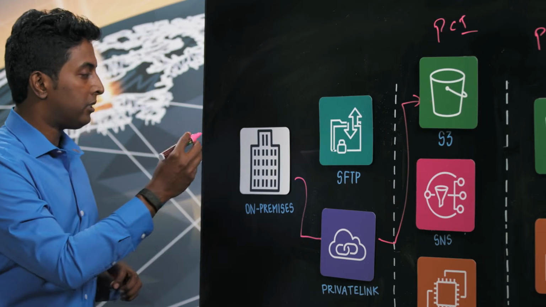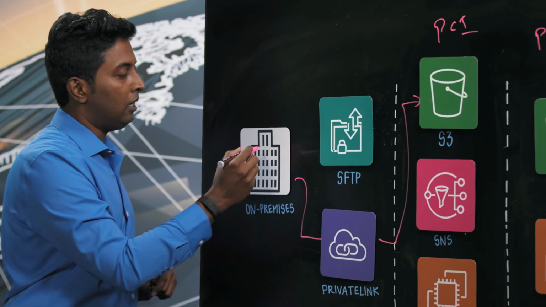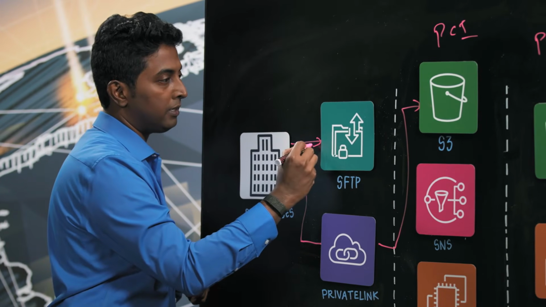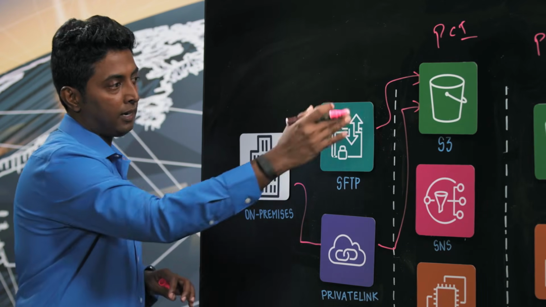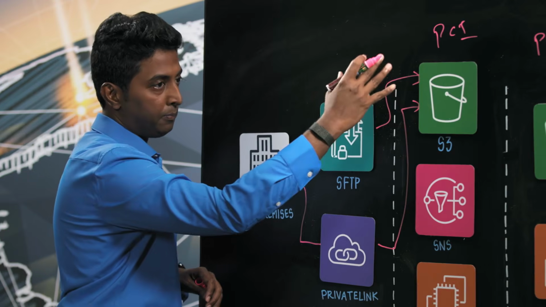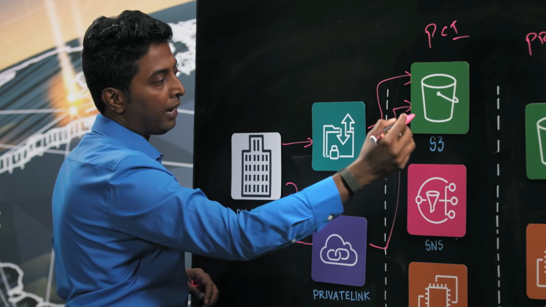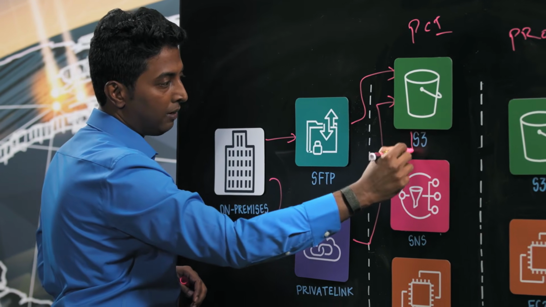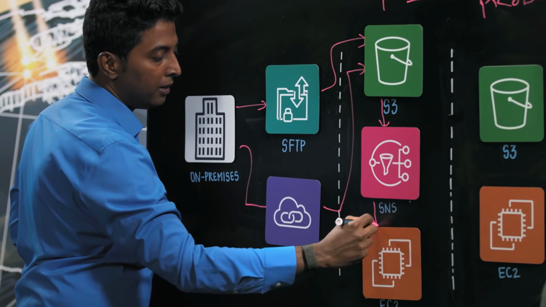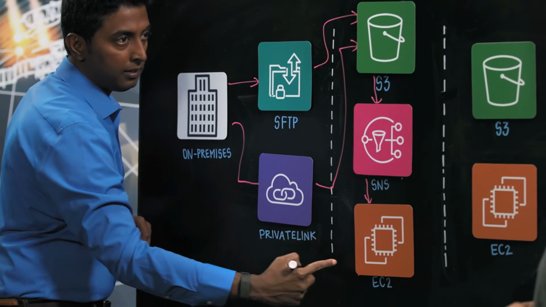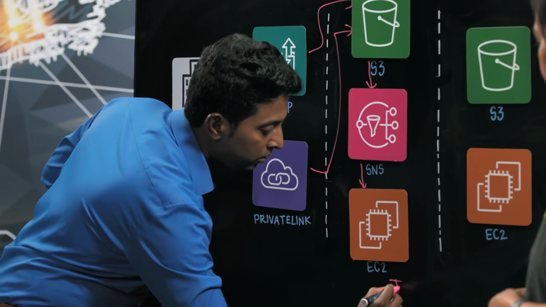And we also have external data coming to our on-premises. So we use AWS Transfer for SFTP to ingest the data into S3. Once the data comes to the landing bucket, which is part of the PCI account, we have the triggers enabled, which go to an SNS topic. From SNS, it is consumed by security services which are running in EC2 to perform tokenization.